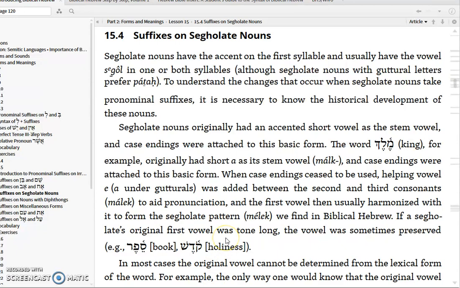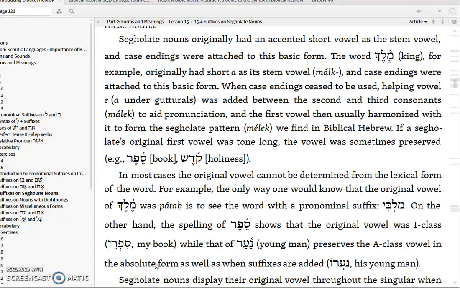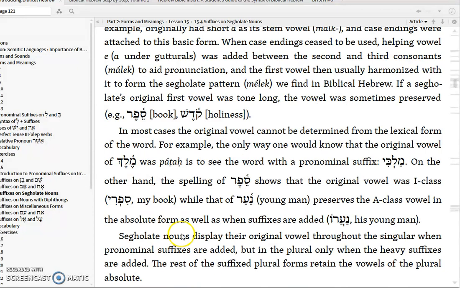Now, in certain forms, you can tell what the class is. Sefer, that E vowel, will tell you that that's originally an I or E class segolate. In other forms, it's less easy to tell. In a form like na'ar, where the accent is receded, that's actually a segolate, though because of the guttural ayin, it never went to the E vowels. It had a helping A vowel to break up the consonantal cluster, and therefore the first vowel remained an A vowel in the pattern.